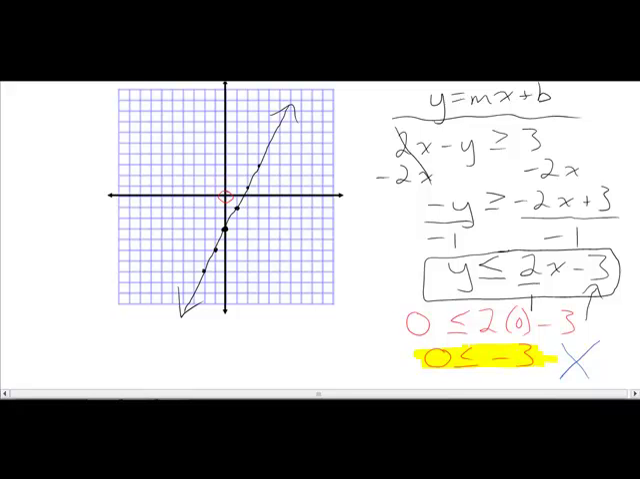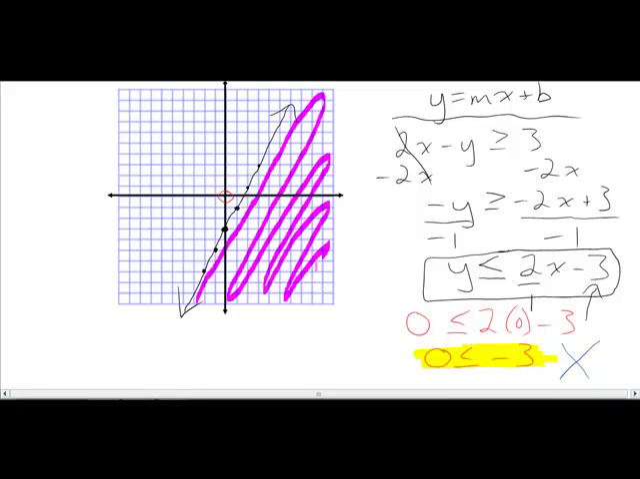That is not true. Well, what that tells me is the side of the line with 0, 0 on it is not a solution, so I need to shade the other side. So I'm going to shade in here.